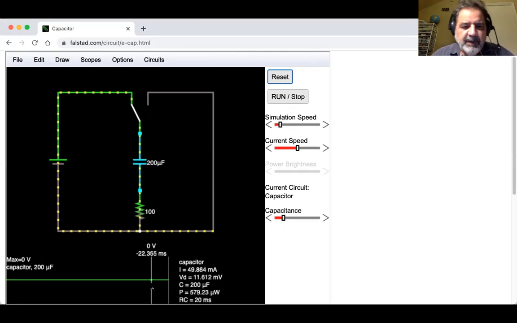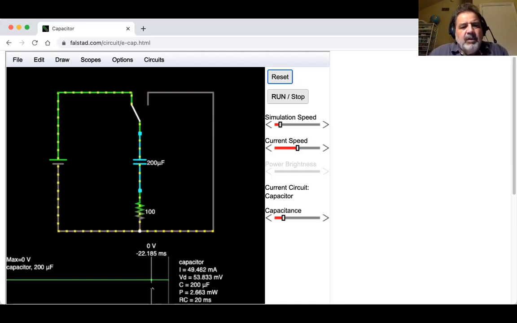The current starts out about 50 milliamps. Well, we have a 5-volt battery connected with a 200 microfarad capacitor and a 100 ohm resistor. So the 5 volts divided by 100 ohms, it's going to start off at 50 milliamps. And let me hit reset again. You can see it's 49.9 and it's going down.